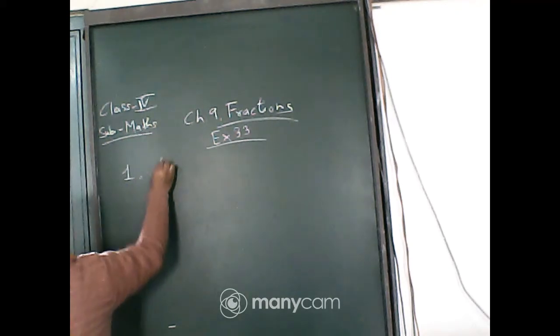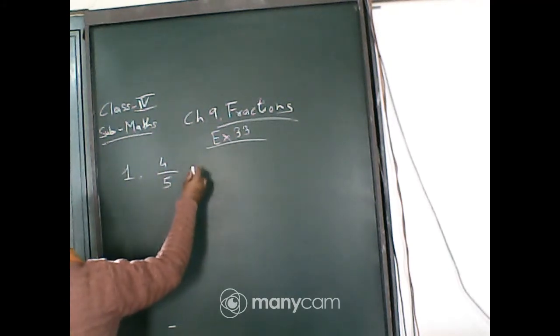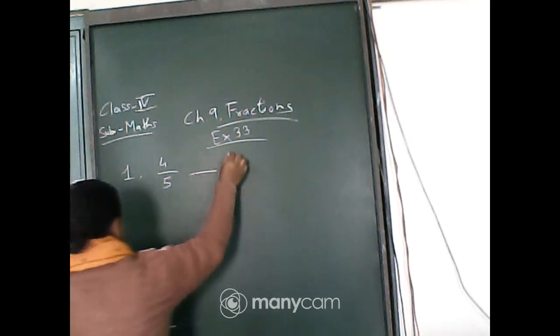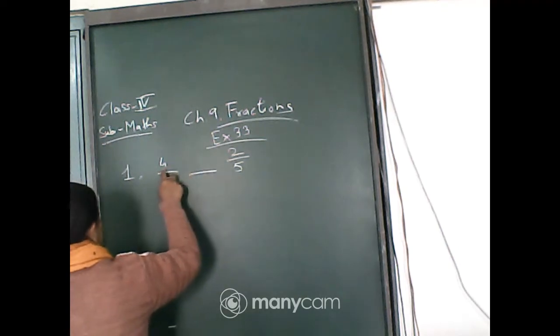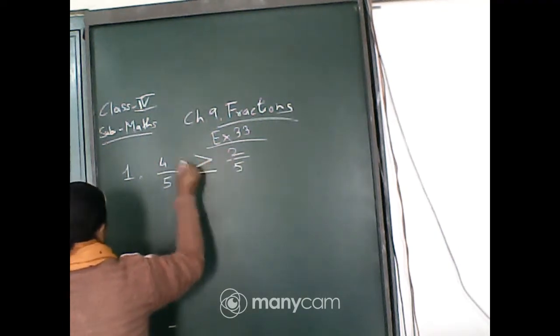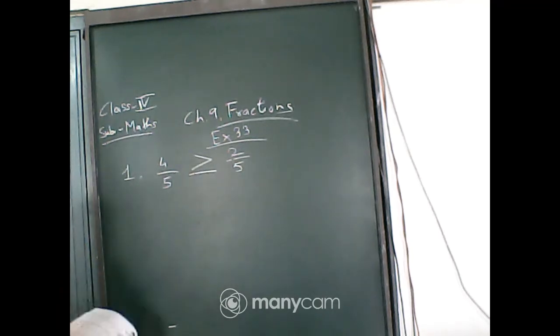it is given 4 by 5 dash 2 by 5. See, in both cases the denominators are 5, 5. Now here it is 4 and here it is 2. That means 4 is greater than 2. So this will be greater than. The symbol will be greater than.